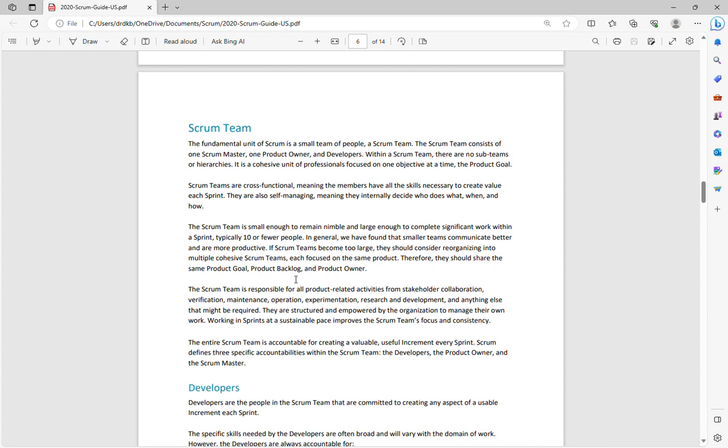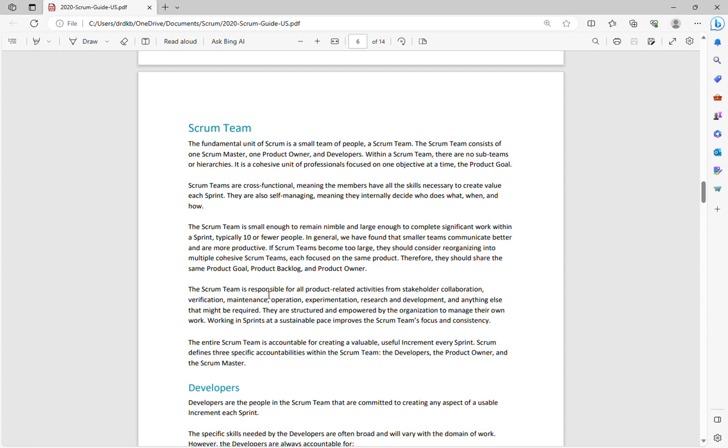So imagine if you have a team of 20 to 25 members. In that case, that connection, that contact and interaction becomes difficult. Whereas if you have a smaller team, then the communication and interaction is quite easier. So that is the reason that it is suggested to have a smaller team.